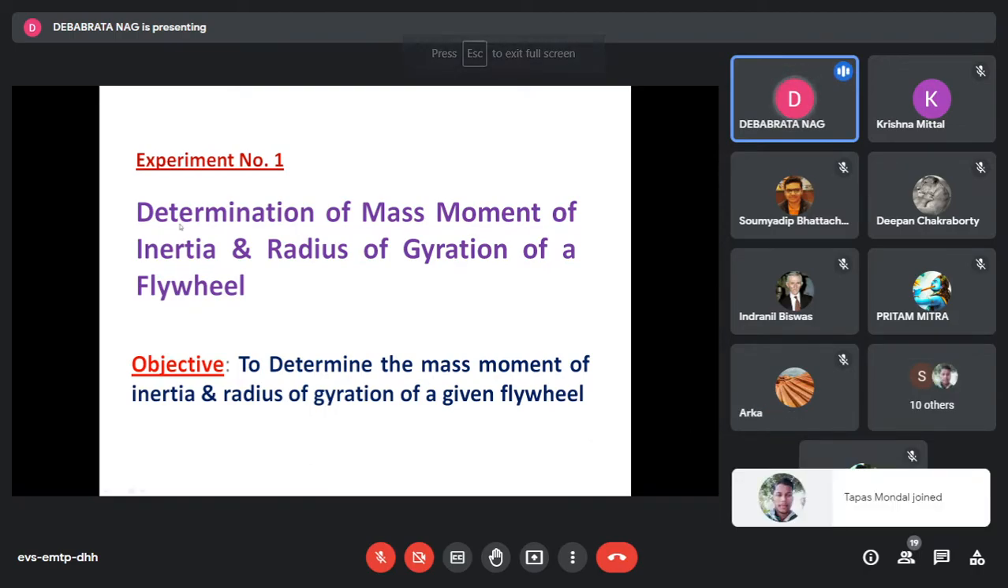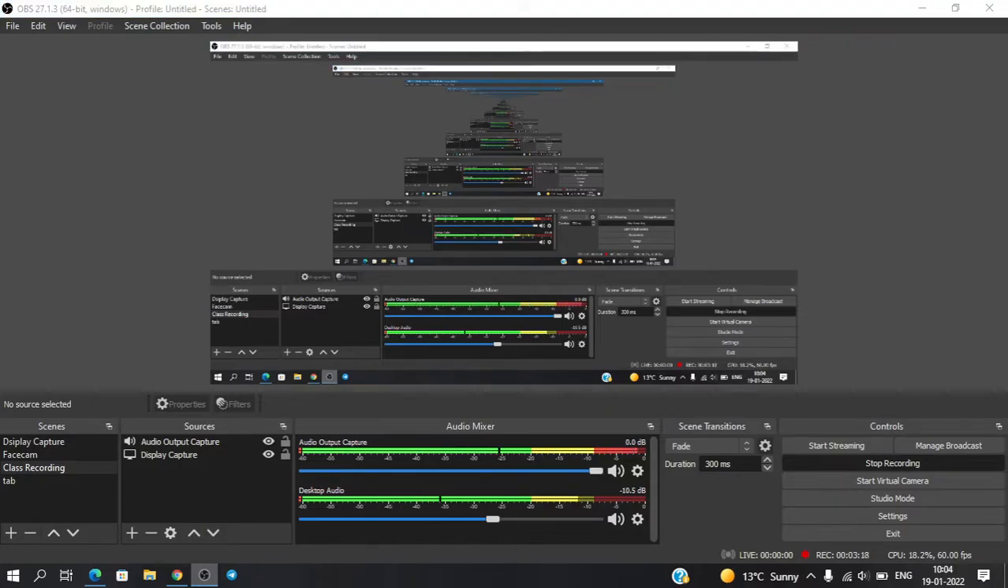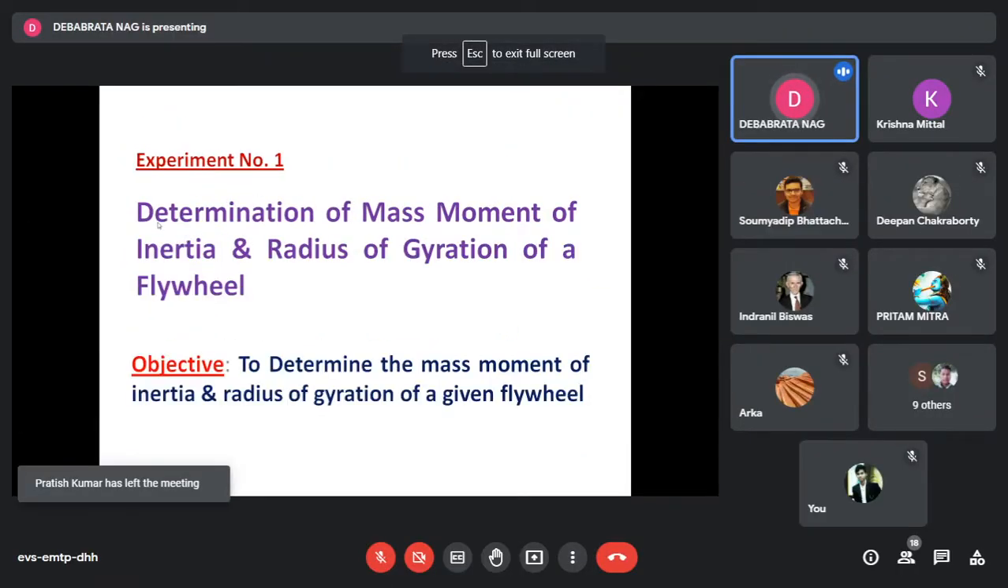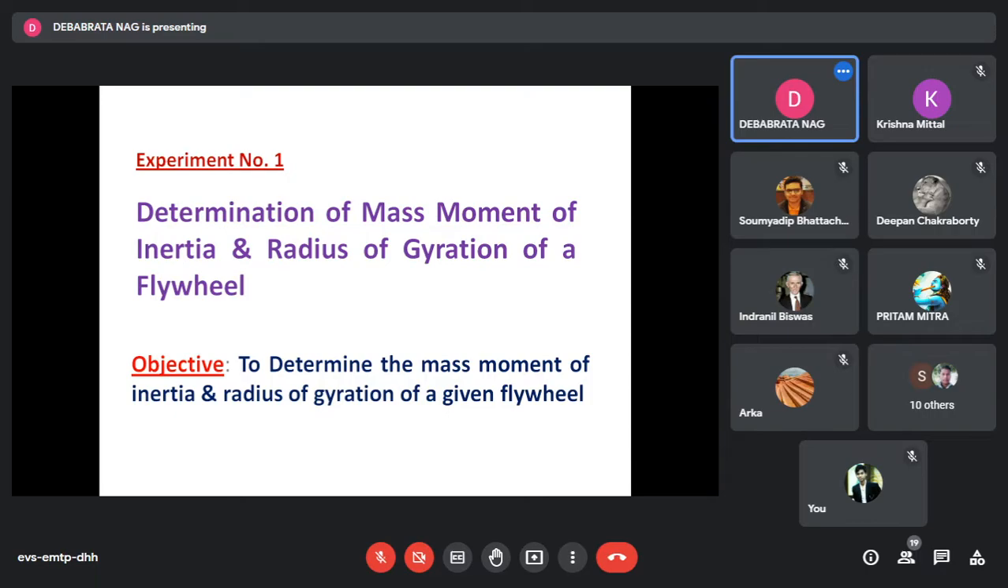So this is the determination of the mass moment of inertia and radius of gyration of a flywheel. This is our experiment number 1. This is called the title of the experiment. The first one is actually the experiment title. That means we need to find out the mass moment of inertia and the radius of gyration of a flywheel. Though this sentence is a little bit incomplete, in the sense that it needs to be specified that we are trying to calculate the mass moment of inertia and the subsequent radius of gyration of the flywheel about its axis of rotation, which is passing through its centroid.